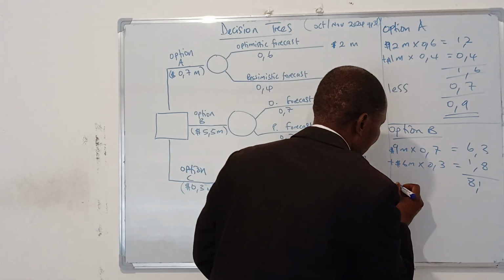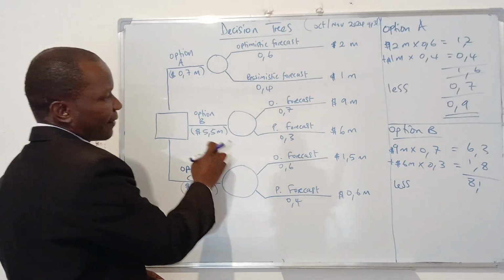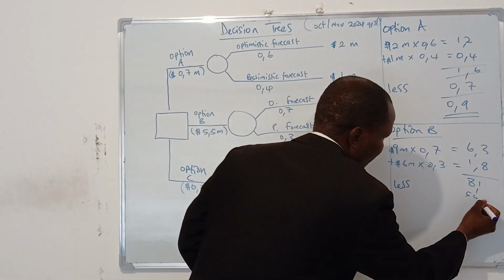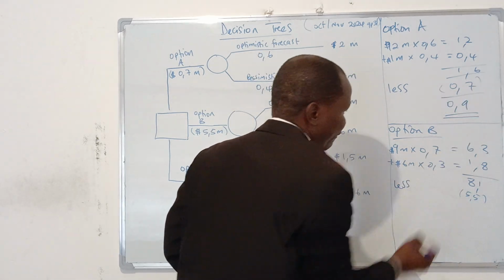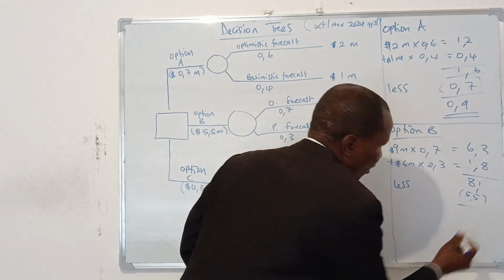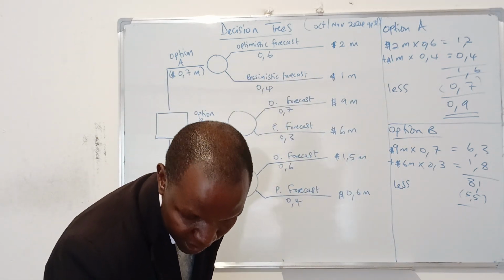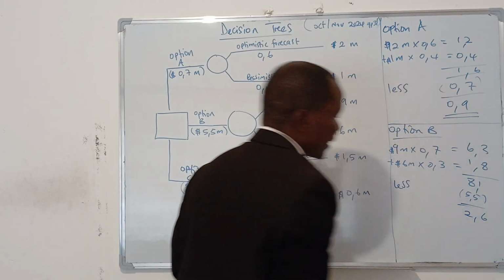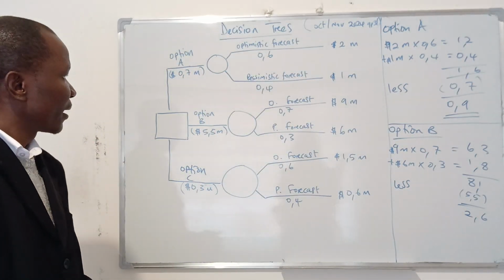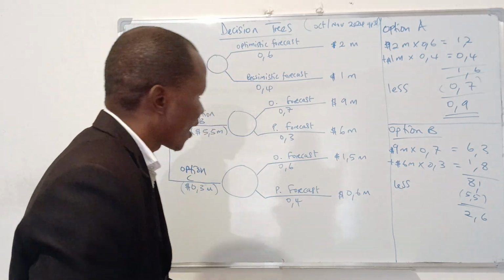8.1 less the cost, which is 5.5. So we subtract the 5.5 here, the same thing as we subtracted the 0.7 there. So here we have 8.1 minus 5.5, which gives you 2.6. So option B has 2.6 as the expected net cash flow.